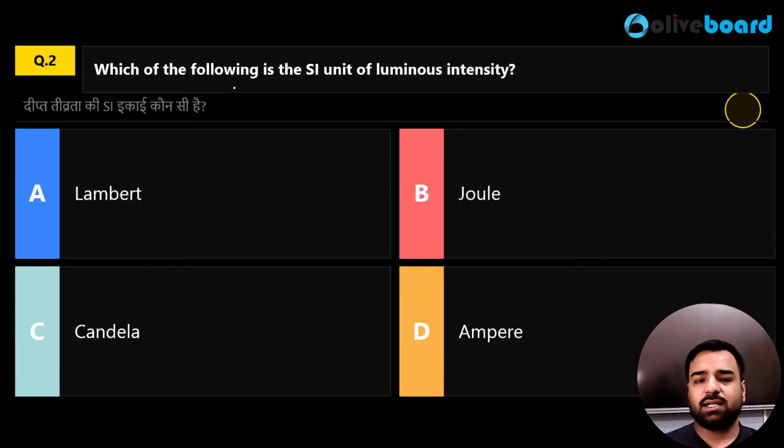Which of the following is the SI unit of luminous intensity? Lambert, joule, candela, or ampere? Is it Lambert? Is it joule? Is it candela or is it ampere? Guys, answer. No one? So yes, you all are correct. Candela is the correct answer this time.